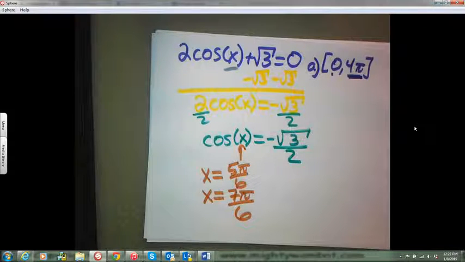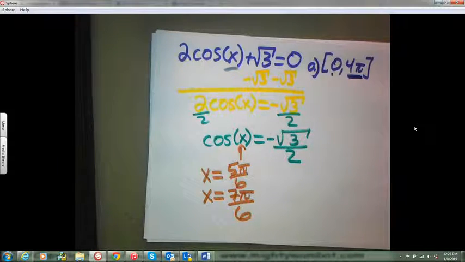Why pi? Why 2 pi? Think about it. Folks, which one should we add? If you look at the cosine graph, if I'm here and I add pi, do I end up at the same spot? No, I need to add 2 pi. Why? Because 2 pi is the period of cosine.